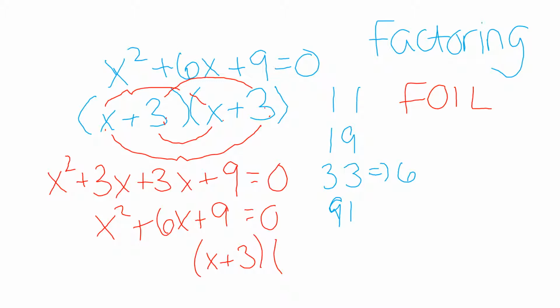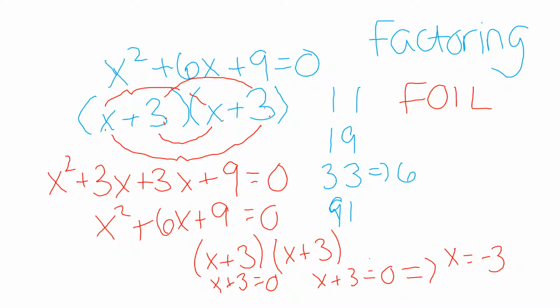Now where do we go from here? Because that's not a solution. You then take these two sets of parentheses and do x plus 3 equals 0 and x plus 3 equals 0. And then you have to get the x alone, which essentially is x equals negative 3. That's how you use factoring and FOIL as a check and as a way to solve this problem. Let's do another example. I'll give you some time to write these down as notes.